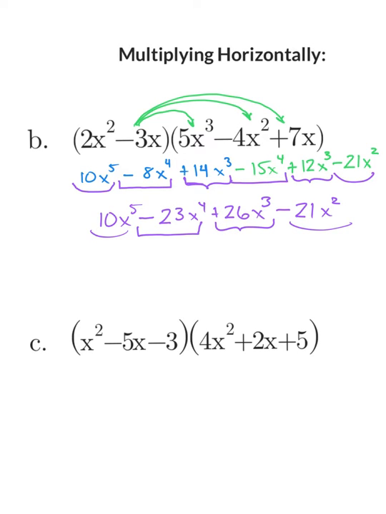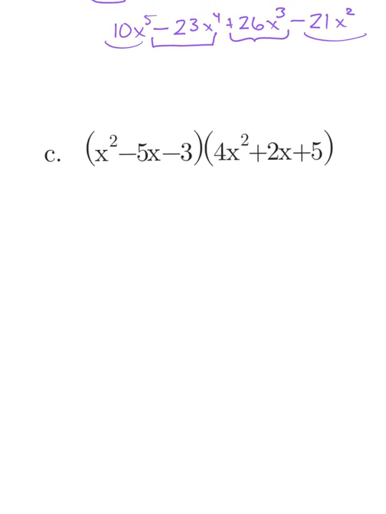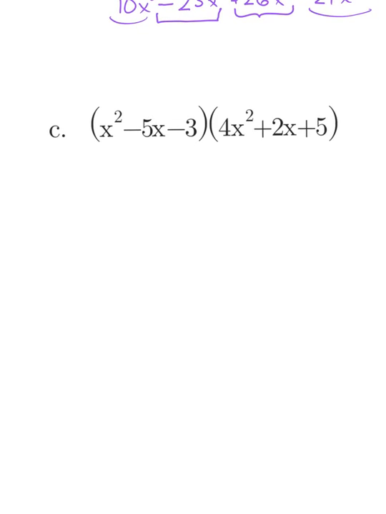Okay, so now multiplying horizontally works really well if you're multiplying by a binomial, but it does become tricky when we start working with trinomials. So let's go ahead and try a trinomial. Again, it's going to be kind of the same idea. We want to multiply everything in the first set by everything in the second set. So we're going to have to do our multiplication 3 times. So let's go ahead and start.